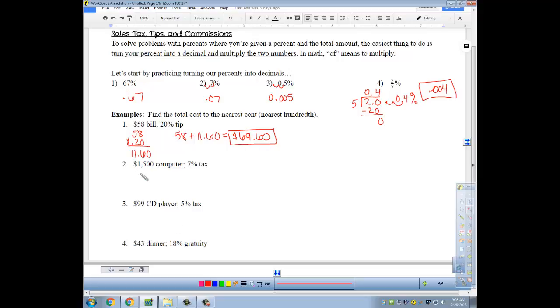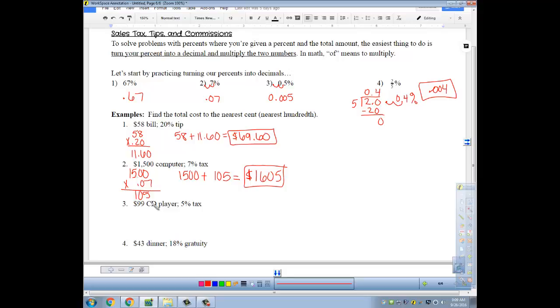Number 2, we're buying a $1,500 computer, 7% sales tax, so I'm going to multiply it by 0.07, and that's going to give me 105. So the tax is $105. So the total would be 1,500 plus 105. So you're actually paying $1,605 for that computer after tax. So tax does add on pretty quickly.